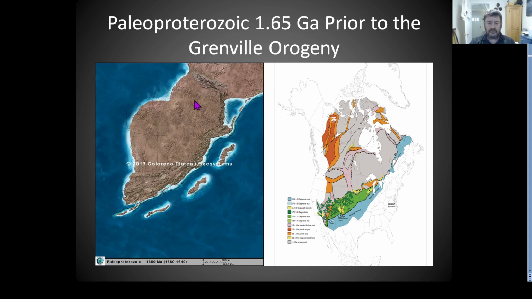All right, so Paleoproterozoic. This is 1.65 billion years ago. What we're looking at here is an artist's rendition. This is Blakey. He's famous for making these maps. And we're kind of looking at what North America may have looked like at that time. You can see the Canadian provinces here. You can see that probably Hudson Bay would have been somewhere in here.